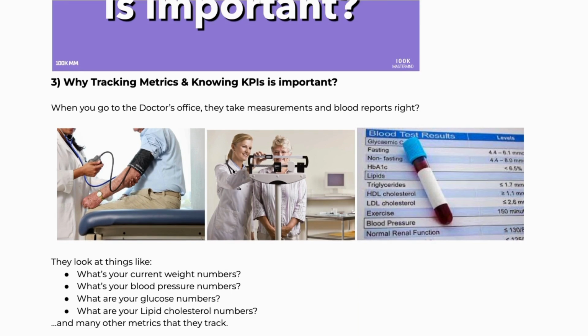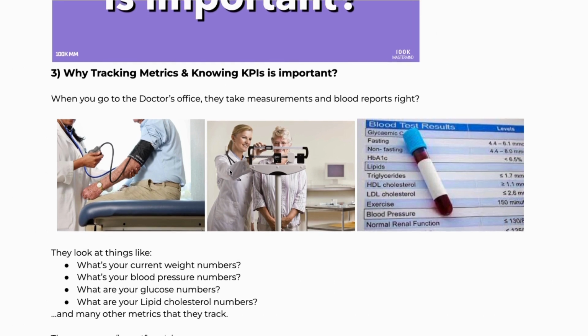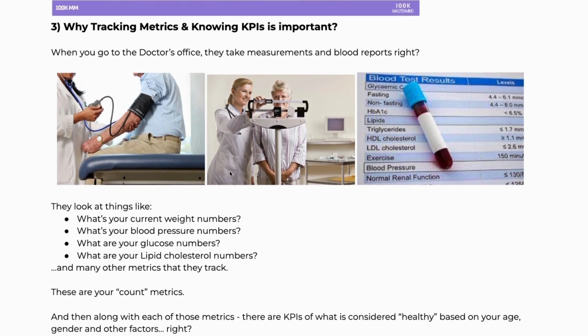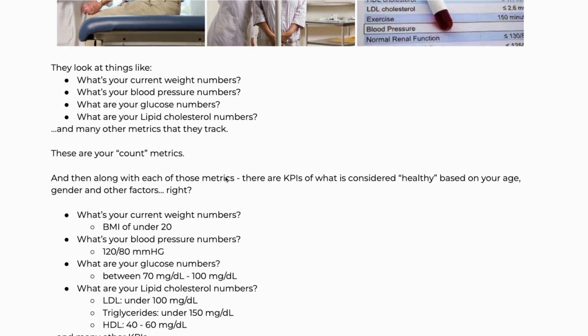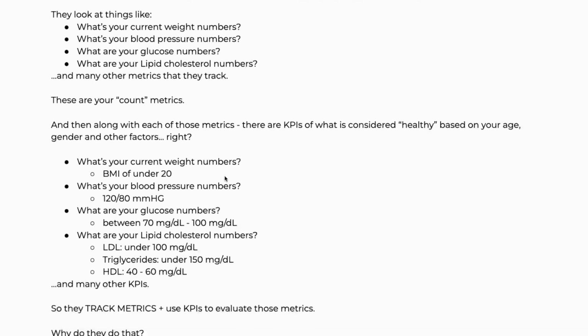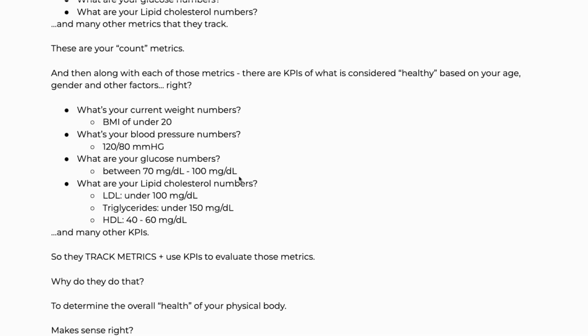What is your glucose numbers? What are your lipid cholesterol numbers, right? All these metrics that they are actually tracking, right? These are what they will count as your count metrics. Now, along with that, there are then KPIs that will determine whether or not you are in the healthy ranges based on your age, gender, and other factors, right?